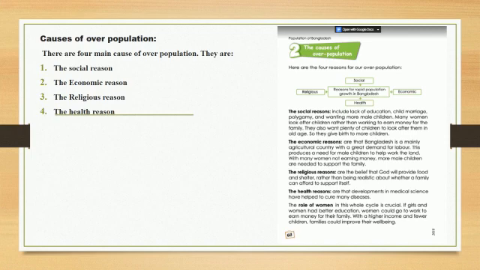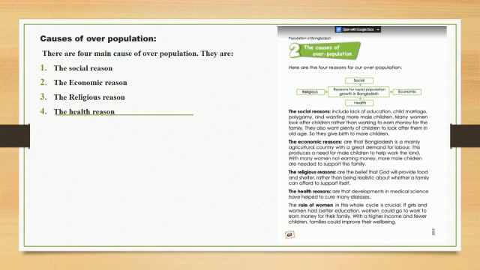And the next point is economic reason. As our country is mainly dependent on agriculture, most of our people earn their livelihood by doing agriculture, so they need more male children. So for this the population is increasing day by day.